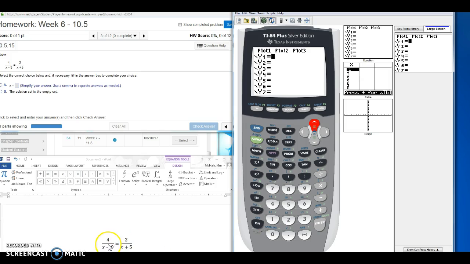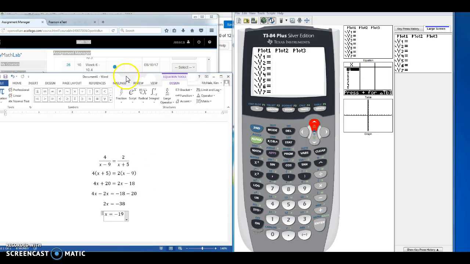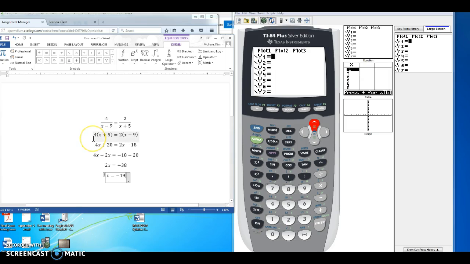I typed it down here by the cross multiplication method or by multiplying each side by the least common denominator, which is x minus 9 times x plus 5, which is going to give us 4 times x plus 5, that's this cross right here, part of the multiplication, equals 2 times x minus 9. And then I'm going to distribute. So 4 times x gives me my 4x, 4 times 5 gives me my 20, 2 times x gives me my 2x, and 2 times 9 gives me negative 18.